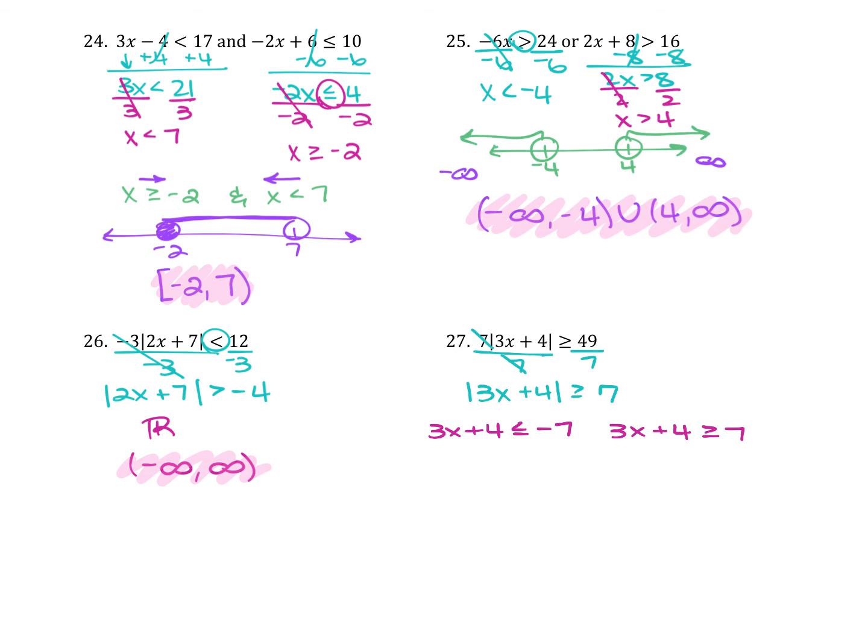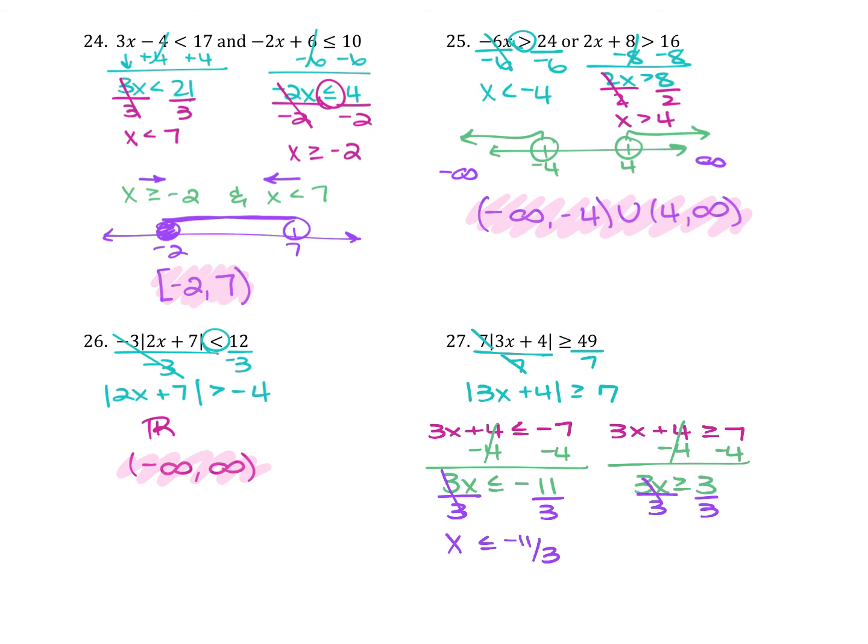Working with the one on the left of these, we're going to subtract 4 from both sides. So this gives us 3x is less than or equal to negative 11. Then we divide each side by the 3, and we get that x is less than or equal to negative 11 over 3. For the 3x plus 4 is greater than or equal to 7, subtract your 4 from both sides. You get 3x is greater than or equal to 3. Then you divide each side by the 3, and you get that x is greater than or equal to 1.